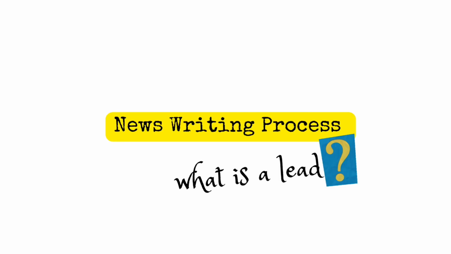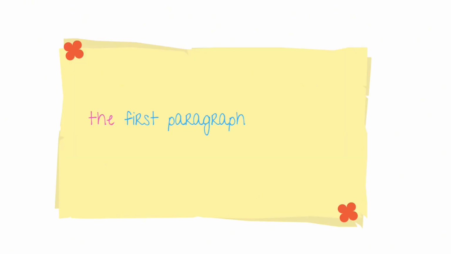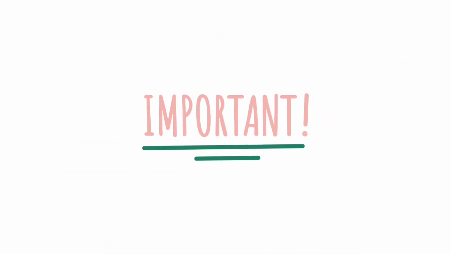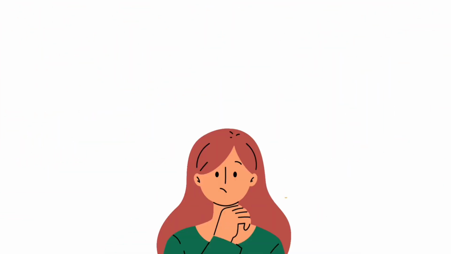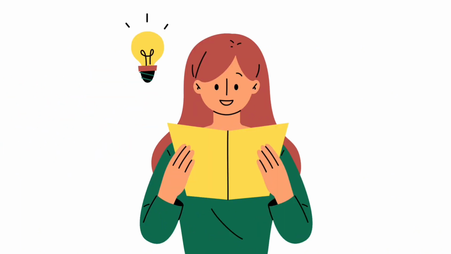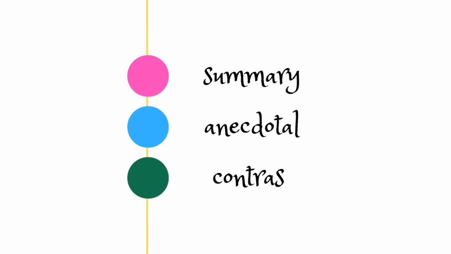So, what is a lead? A lead is the first paragraph of a news story. It is the most important part of the story because it is what will grab the reader's attention and make them want to read the rest of the article. There are three main types of leads: summary lead, anecdotal lead, and the contrast lead.